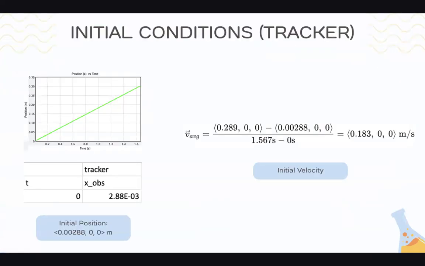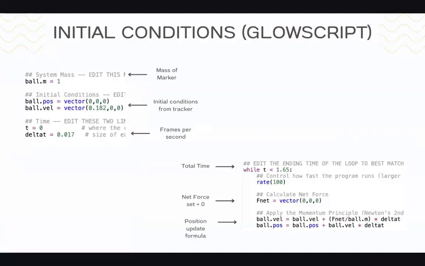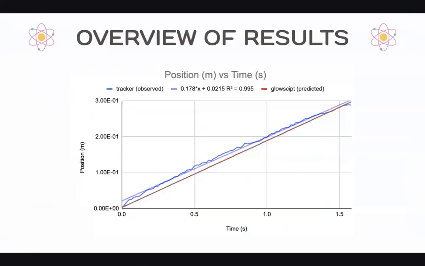To make the model realistic, I needed the initial conditions from Tracker, as I said. The initial position comes from the start of the motion. For initial velocity, I estimated it from the data using change in position over change in time, basically taking the slope at the beginning. The slide shows where those starting values come from and how they tie directly to the Tracker data. Here is where you can see the GlowScript. I plugged in the same starting information: the mass of the marker, the initial conditions, and delta t equal to the frames per second. The total time is the while loop it is in, and the net force is set equal to zero while using the position update formula.